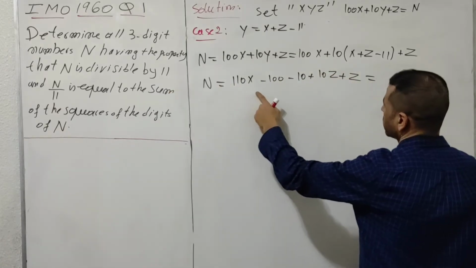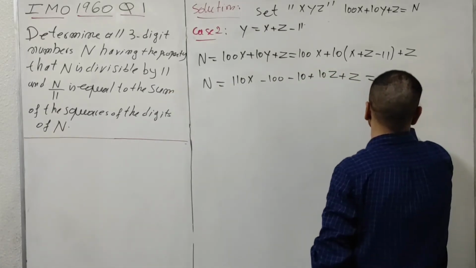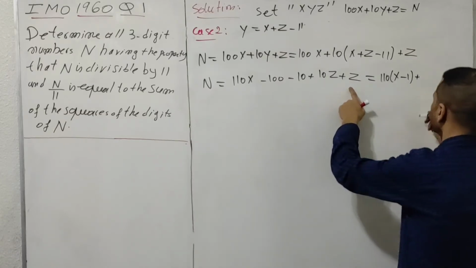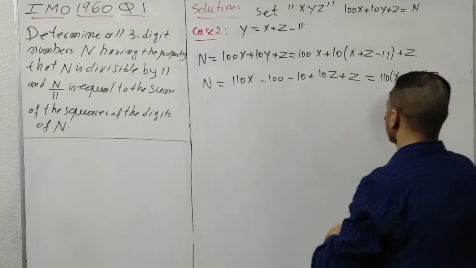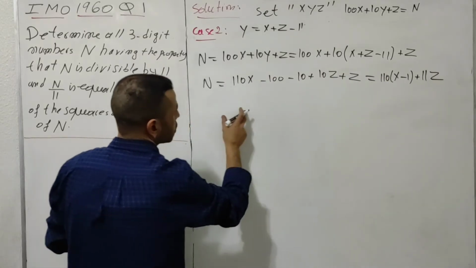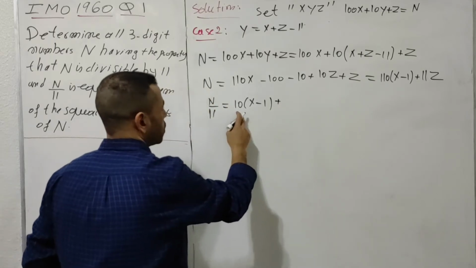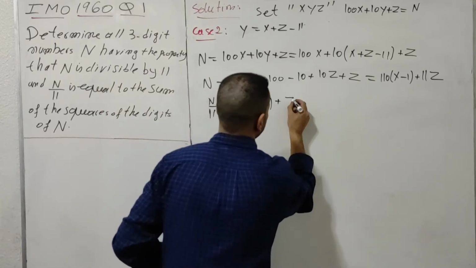Okay? Take 110 as a common factor. I will get 110 multiplied by x minus 1. 10z plus z is 11z. I'm going to divide both sides by 11. I will get here 10 times x minus 1 plus z.